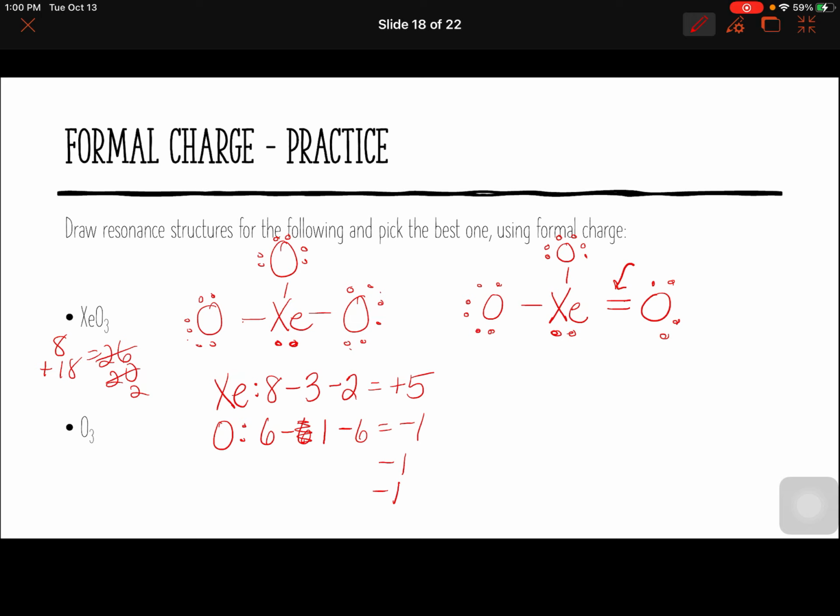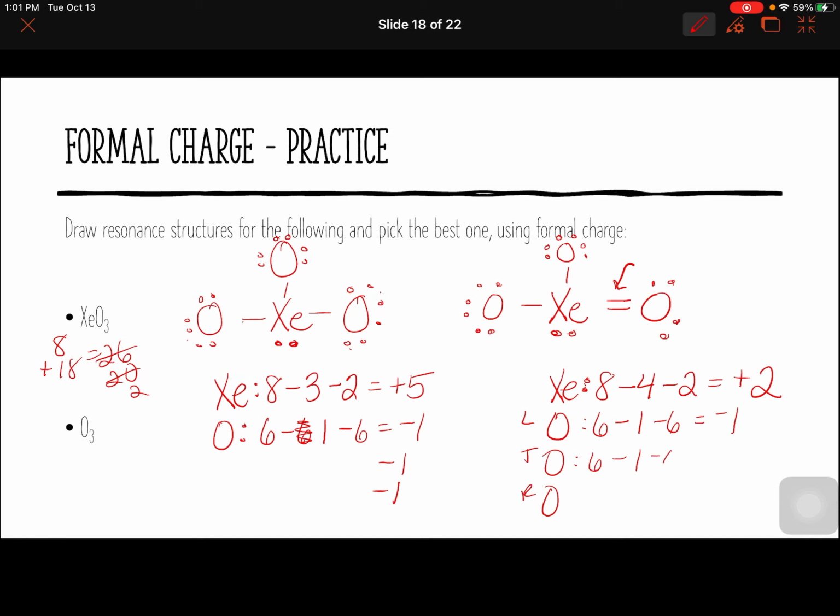Something is wrong in my brain right now. We'll get back to that. And then this one, xenon, 8 minus 4 minus 2. Oxygen on the left, oxygen on the top, oxygen on the right. 6 minus 1 minus 6. The top, 6 minus 1 minus 6. And the one on the right, 6 minus 2 minus 4 is 0. I'm going to have to go over this one in class with you because I can't get this straight in my head right now. Sorry.